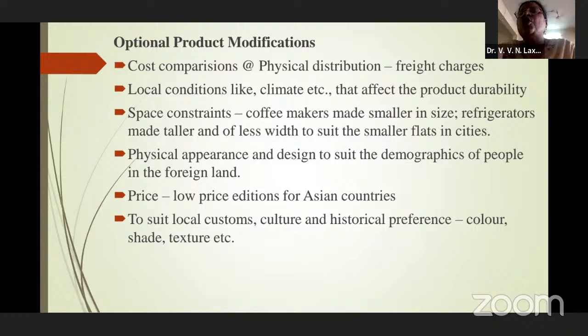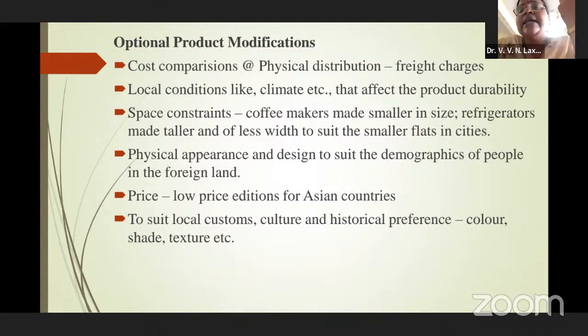If you take US, the dollar to rupee value, or euro to dollar value, or pound to dollar value, or Middle East countries, Riyal and all. There are a lot of differences and a lot of challenges when it comes to the physical distribution also. That is, the freight charges might be different. All these points have to be kept in mind by the company. Then there are things like local conditions. As I told you, climatic conditions. There are freezing temperatures at some places.